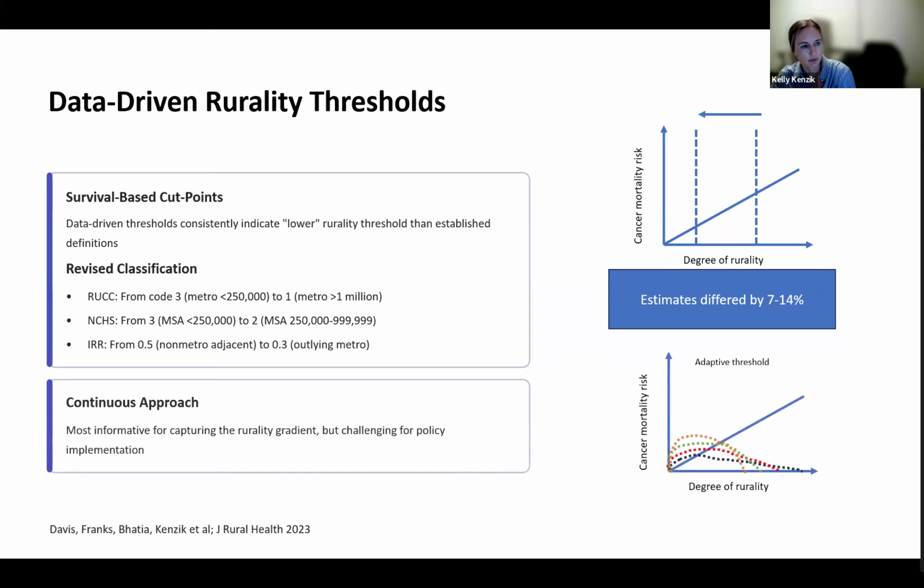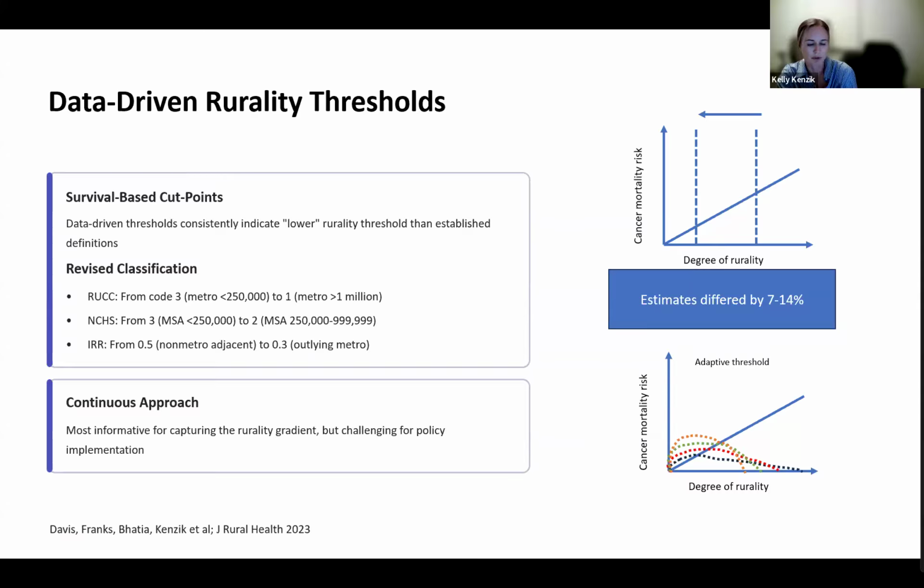When we use the continuous approach, you can see my very elegant drawing here. This is sort of what we're thinking might be the most informative, thinking about how we can get to sort of an adaptive threshold, right? That it might be the most helpful for capturing a rural gradient. But it's very challenging for policy implementation. If we have a constantly moving needle, it makes it very difficult to allocate resources.